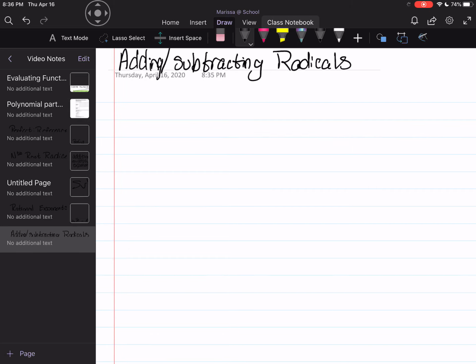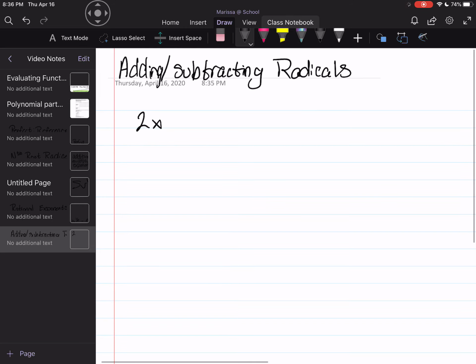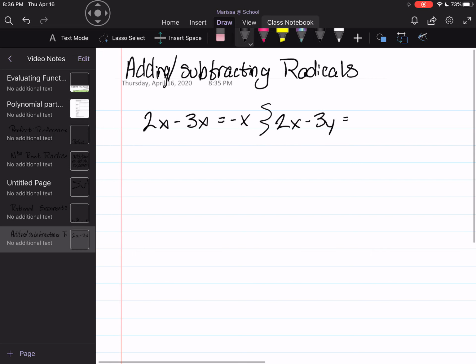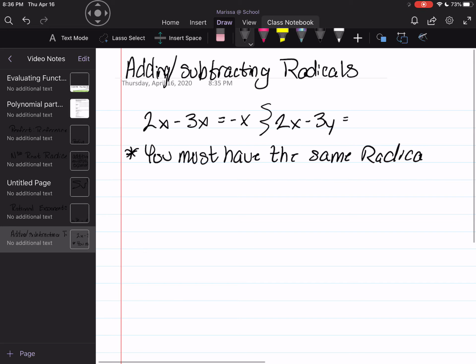So to add or subtract variables, I would have to have something like 2x minus 3x to subtract them. And if I was to do that, I would get negative x. If I was to have 2x minus 3y, I can't do anything with this. It stays the way it is. So, same thing with radicals. You have to have the same radical to add or subtract.